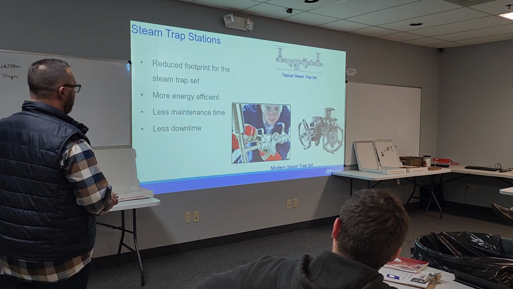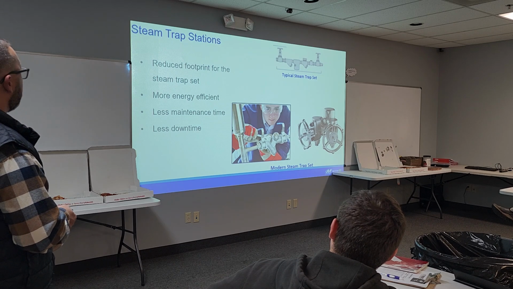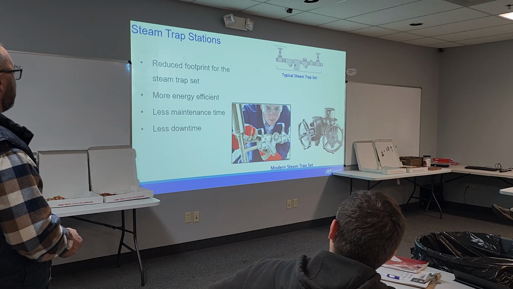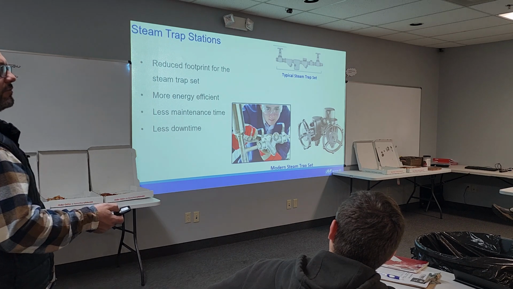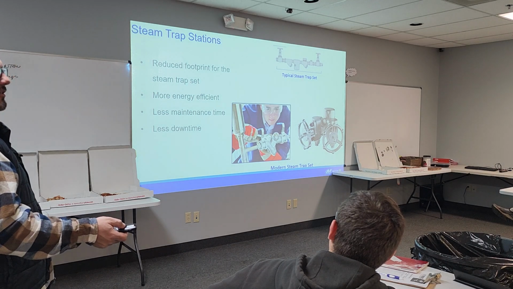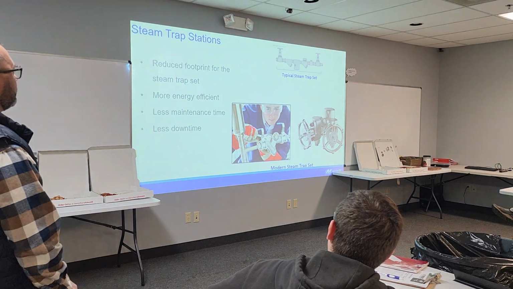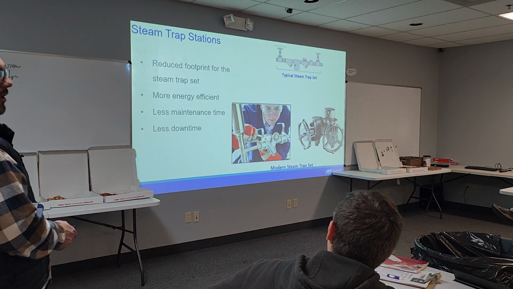This is a double block and bleed. So this is a steam trap station. And you can see right there, instead of having the gate valve, so, gate valves, that's an isolation valve. Globe valve's meant for modulating. We see people do some crazy things with valves. Isolation valves should be gates or balls.